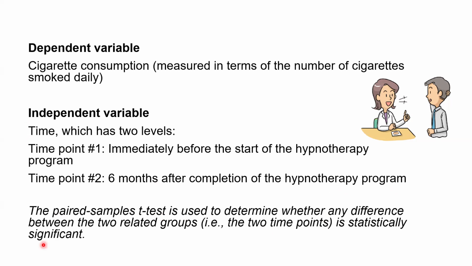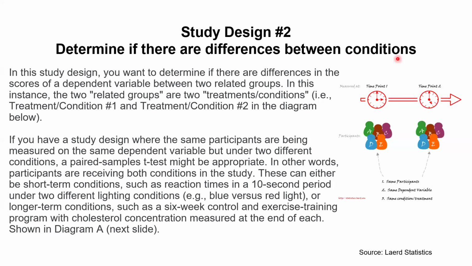Okay? Now, another design. Say you would want to determine if there are differences between conditions. Okay, so that would involve two different conditions or two different treatments. Now, in the study design, you want to determine if there are differences in the scores of whatever dependent variable you're measuring between two related groups. Now, in this instance, the two related groups are your treatments. Okay, now earlier it was time point, so time one and time two. Now, you will be dealing with treatments or conditions. Okay, say you have treatment one or condition one, and you have treatment two or condition two.